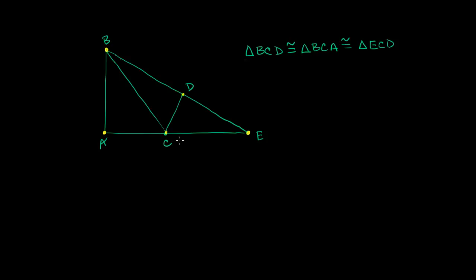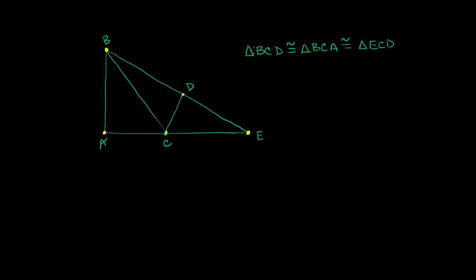So let's see what we can do here. Let's just start with the information that they've actually given us. All of these three triangles are congruent to each other. So for example, BCD is congruent to ECD, and so their corresponding sides and corresponding angles will also be congruent.